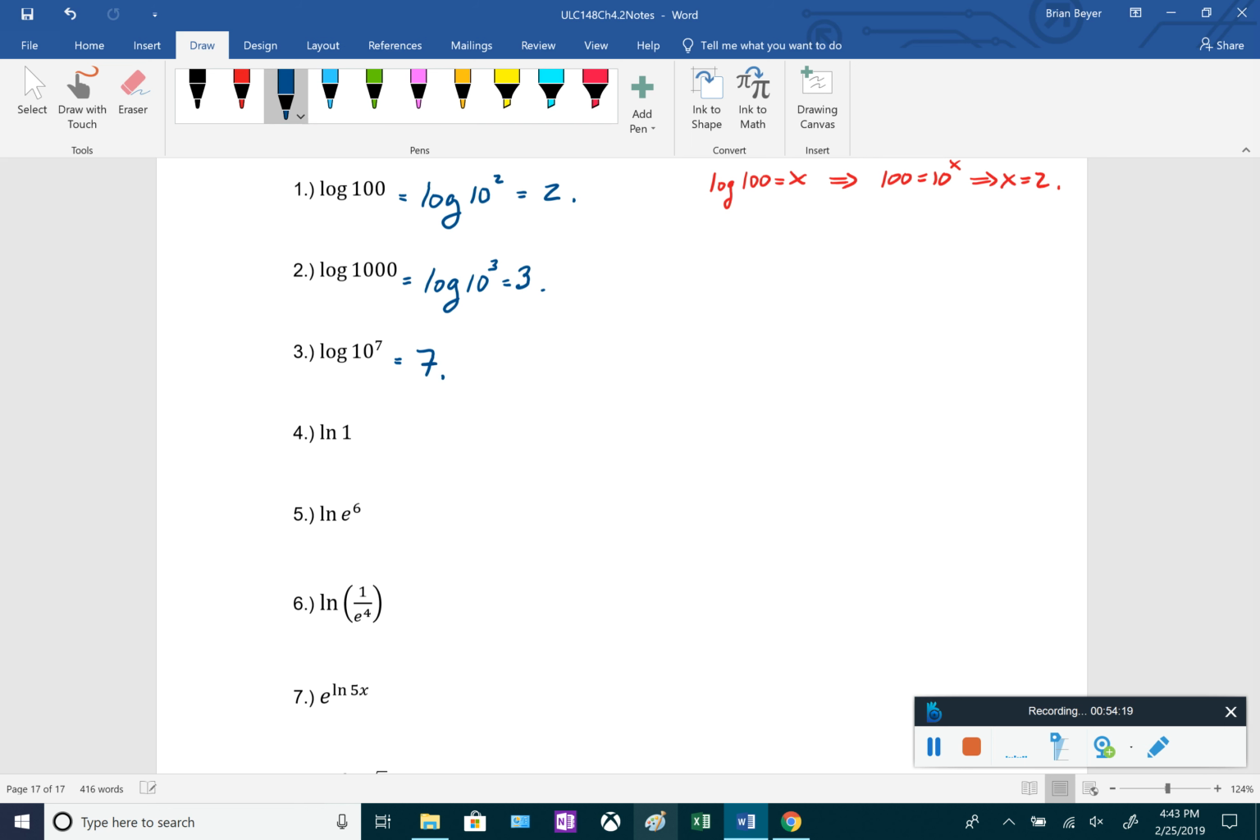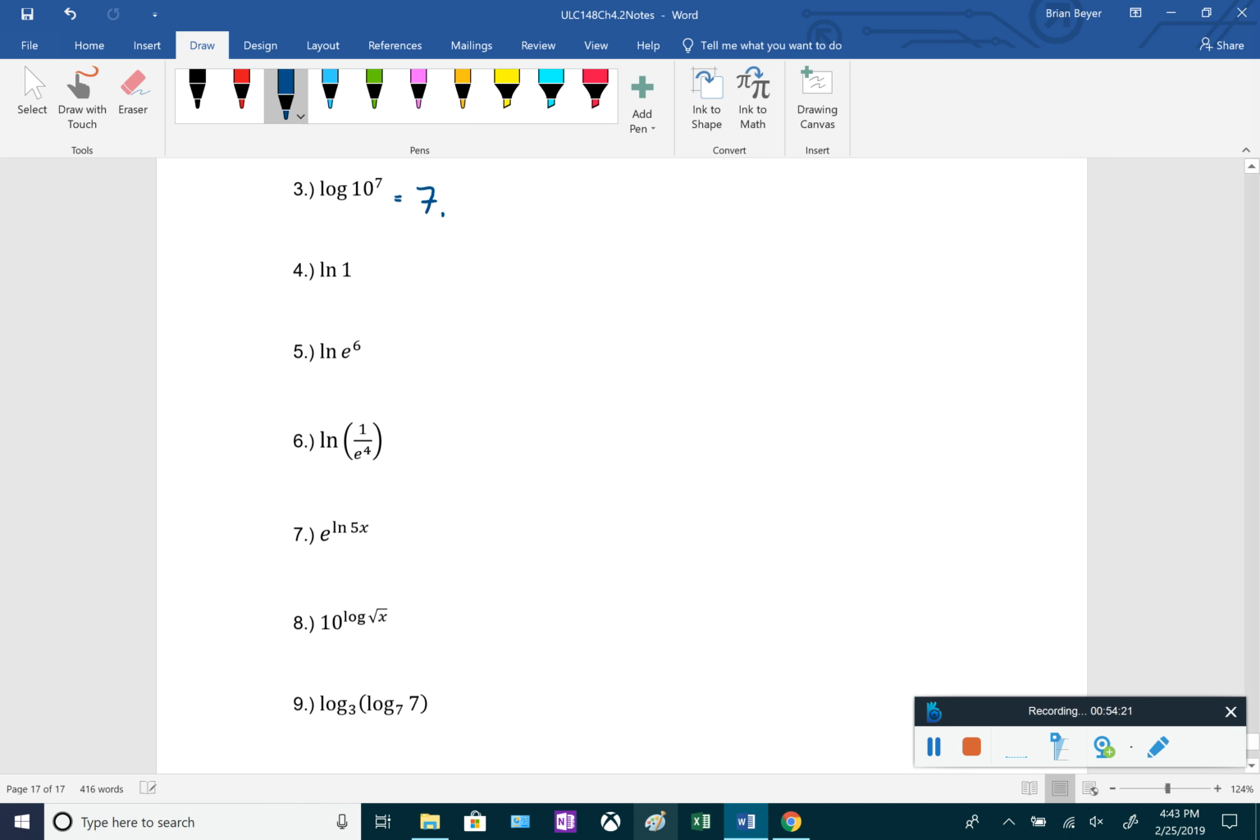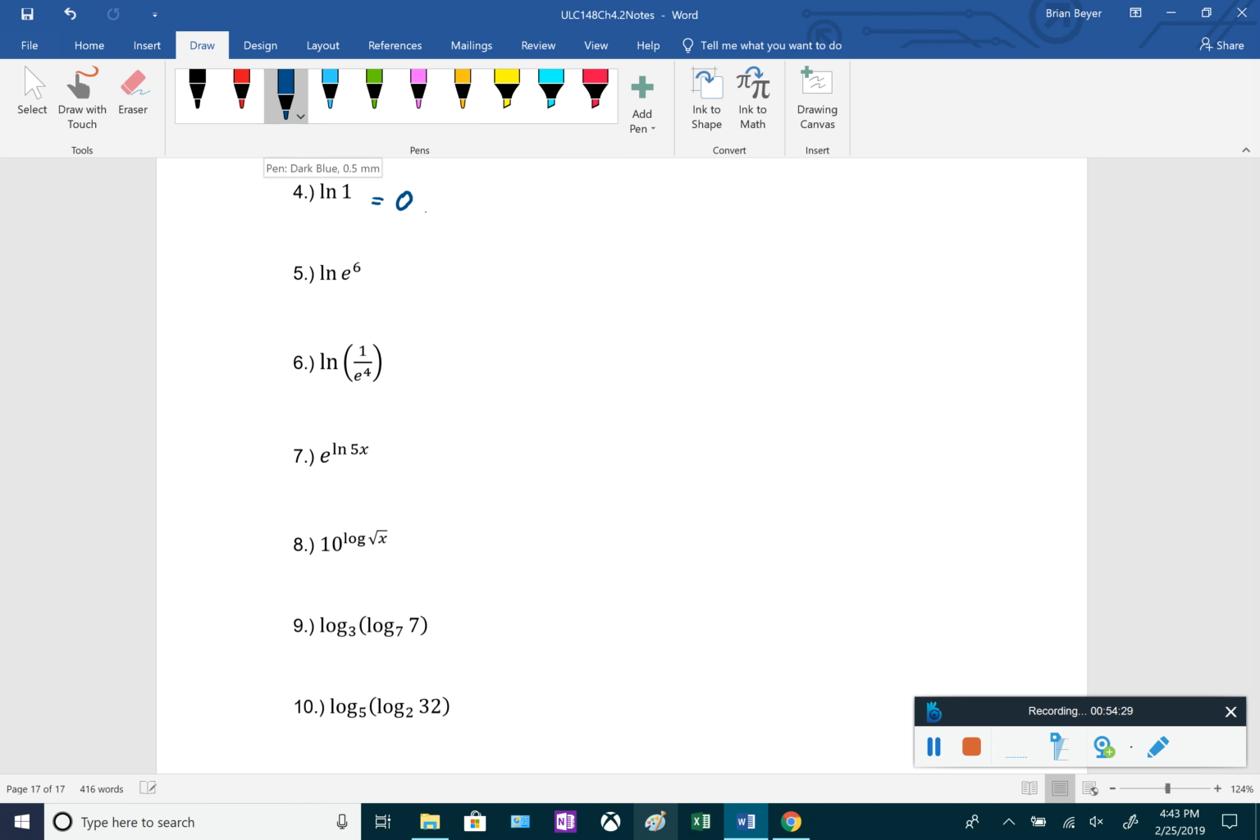So all three of those first ones were kind of similar. Next one, we have ln of 1. Remember, log base anything of 1 equals 0. Next one, we have ln of e to the 6th. So ln is base e. Our input is also base e for the exponential. Inverse property, they cancel, and we get 6.